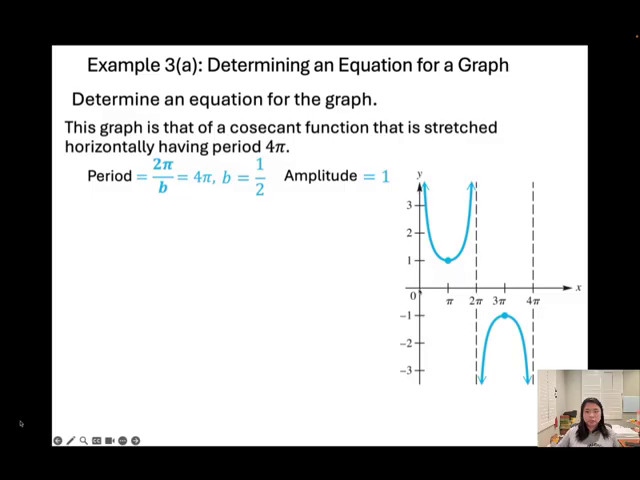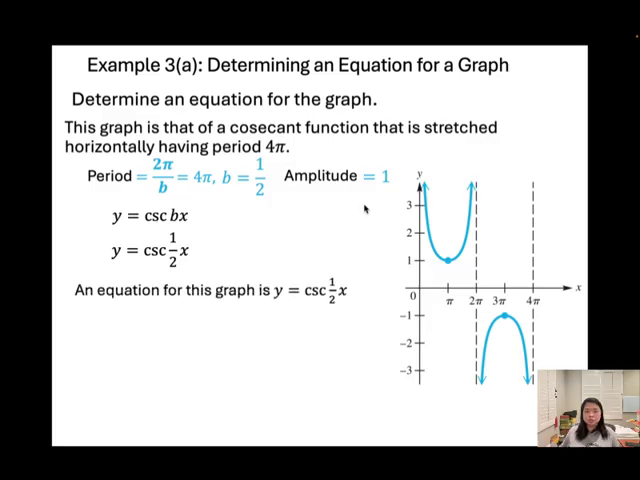Okay, right? And we say that this is going to be the reciprocal of the sine curve. So this one should be the cosecant. So we know the b already, and then we know the a is going to be equal to 1. So that's cosecant of 1/2 x. So this is the equation, y equals cosecant of 1/2 x.